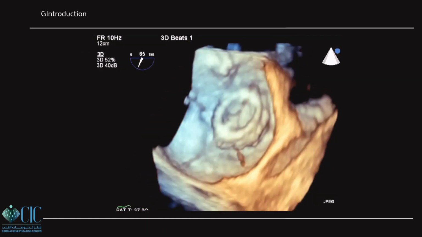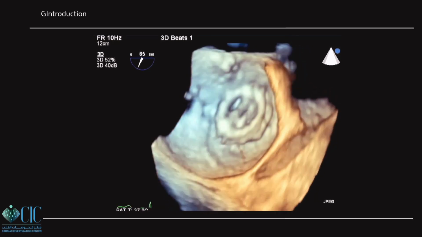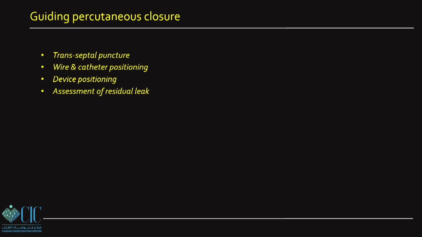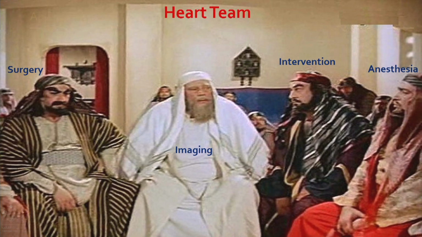This is a side view for the same defect, see? Up and down, this is not a straight track defect. So the guiding of the closure has many steps: transeptal puncture, wire catheter positioning, and assessment of the result, and so on. Of course, this has to come through a heart team discussion. Heart team discussion is very important.